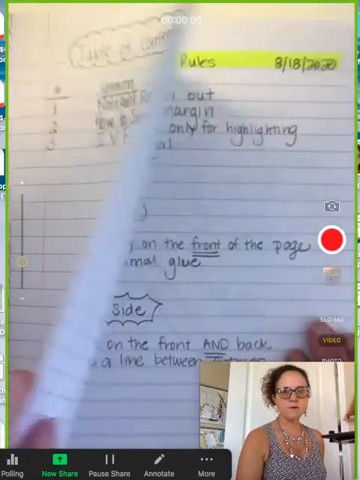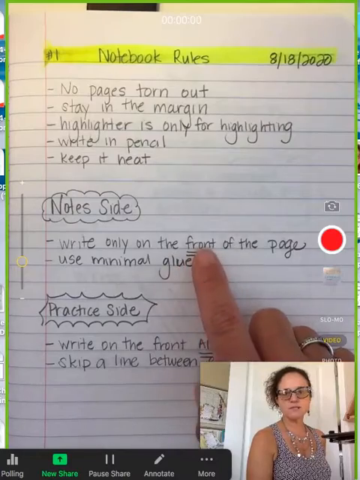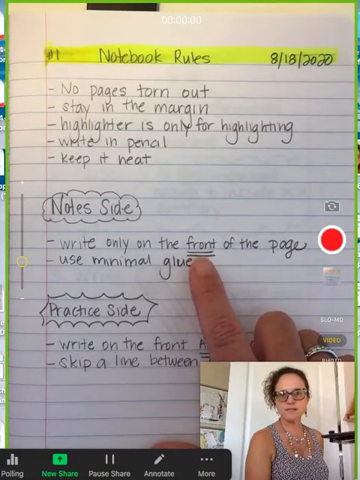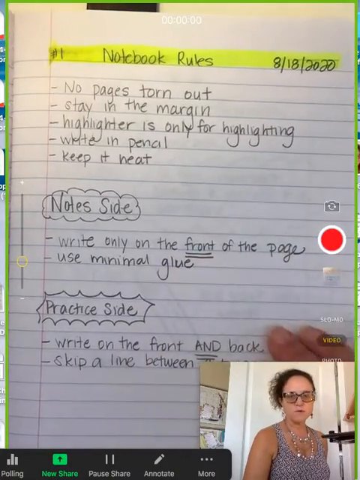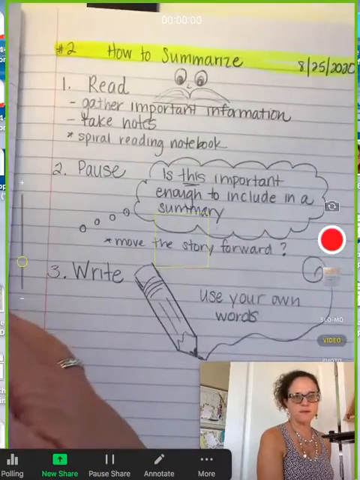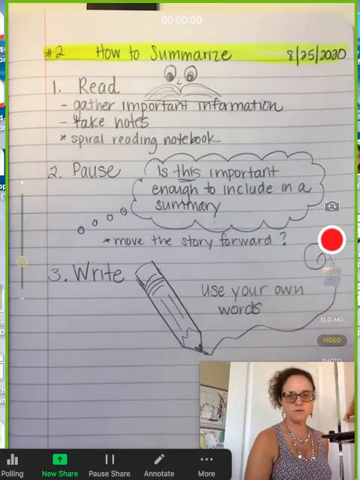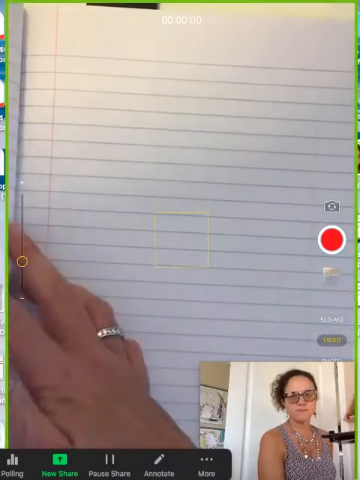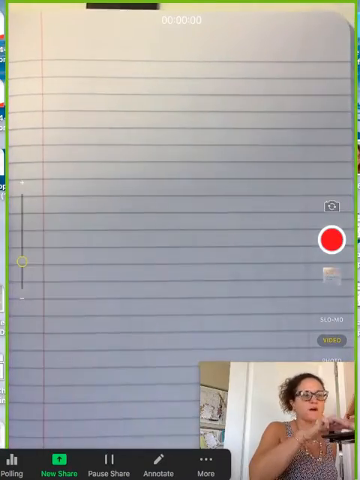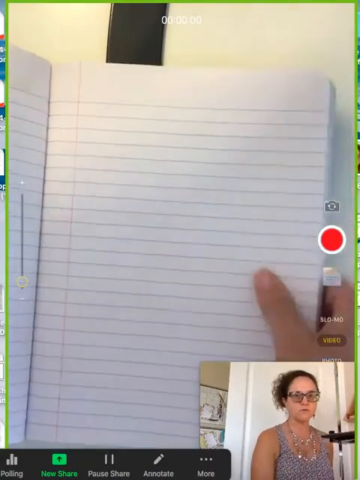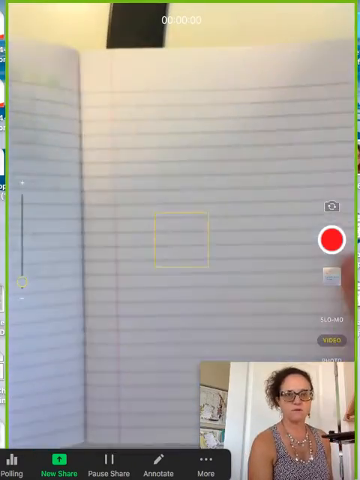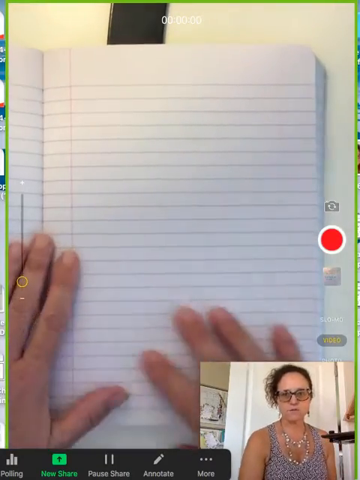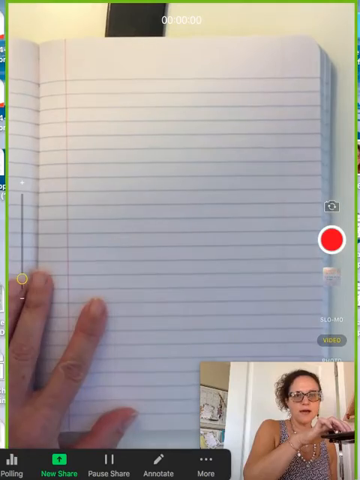So remember, in our notebook rules on the note side, we only use the front of the page. So we're going to keep turning to the front of the page. There's our entry number 2, how to summarize. And now we're going to write on the front of this page. So don't write on the back. You're going to write on the front. Are you with me, Sean? You got your notebook out, writing in?